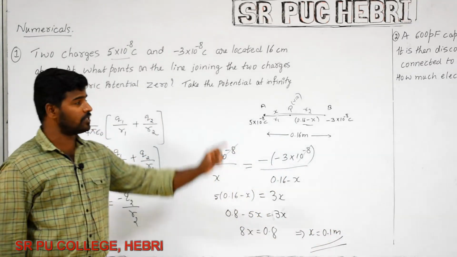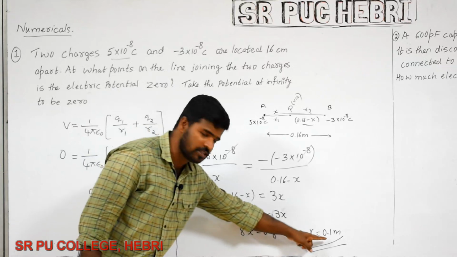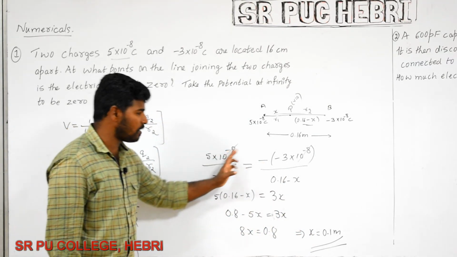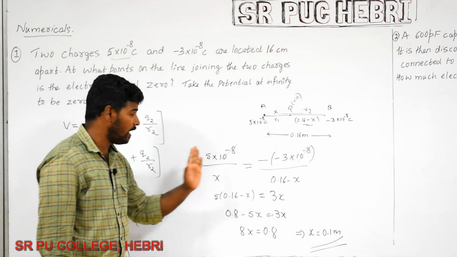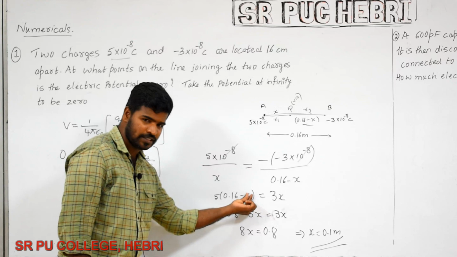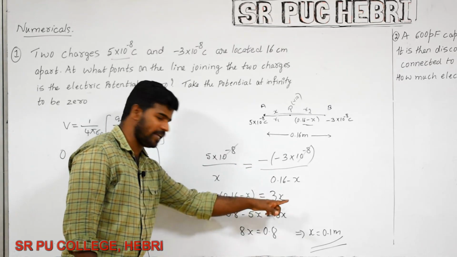Therefore the electric potential becomes 0 at the point at a distance of 0.1 meter. It is a simple calculation. I just cancelled 10 raised to the power minus 8 and cross multiplied the equation: 5 times 0.16 minus x, and x times 3, that is 3x.